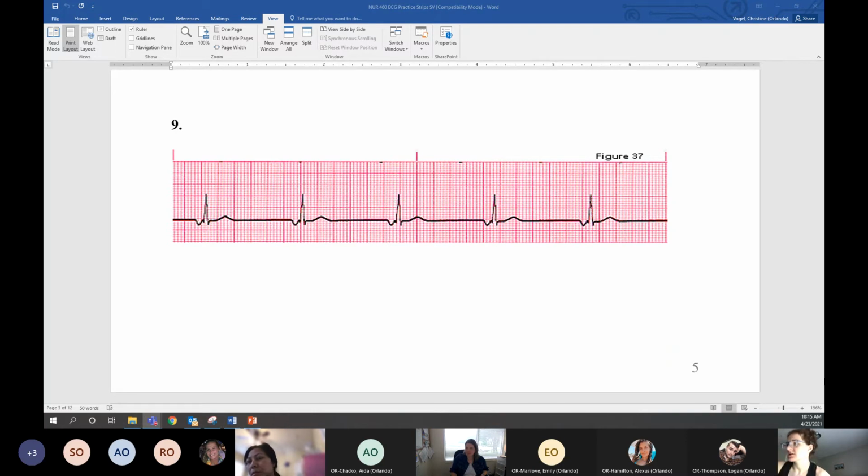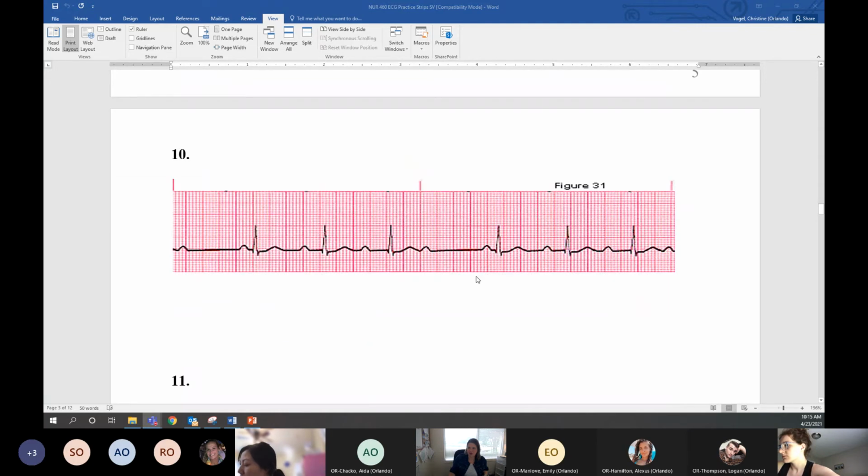Is it the junctional escape rhythm because the P wave's inverted? Yes, absolutely. Okay, so good thought on the bradycardia. You're right, it's slow. But we've got to look at those P waves and they're inverted. Okay, so inverted on every one. So we've got a junctional rhythm or a junctional escape rhythm. Either is fine to say. Does everyone understand that one?